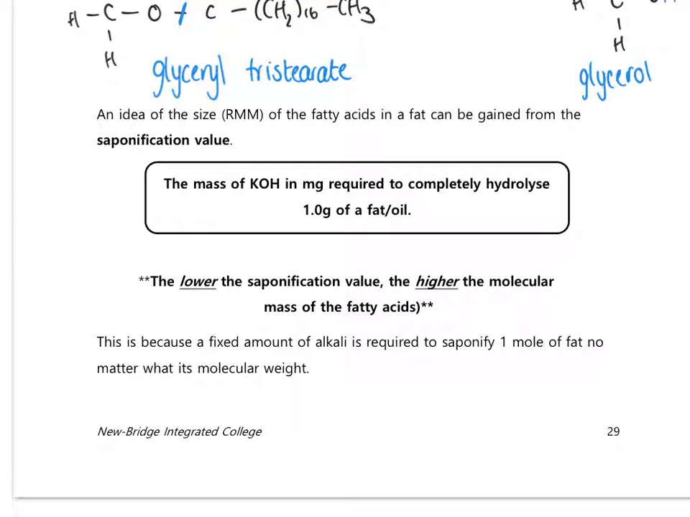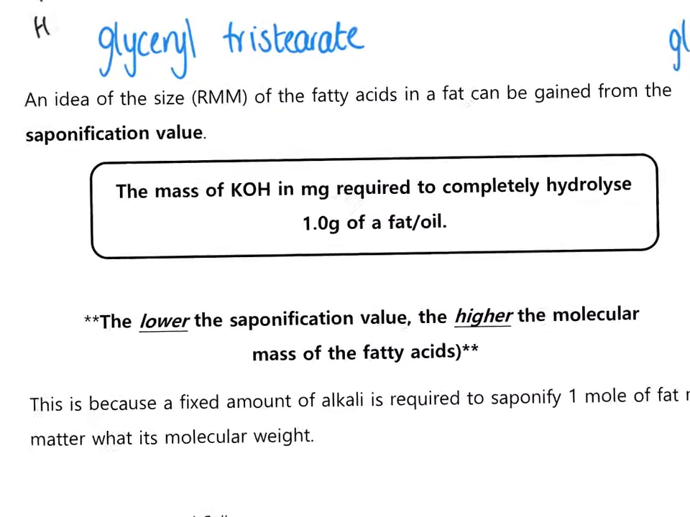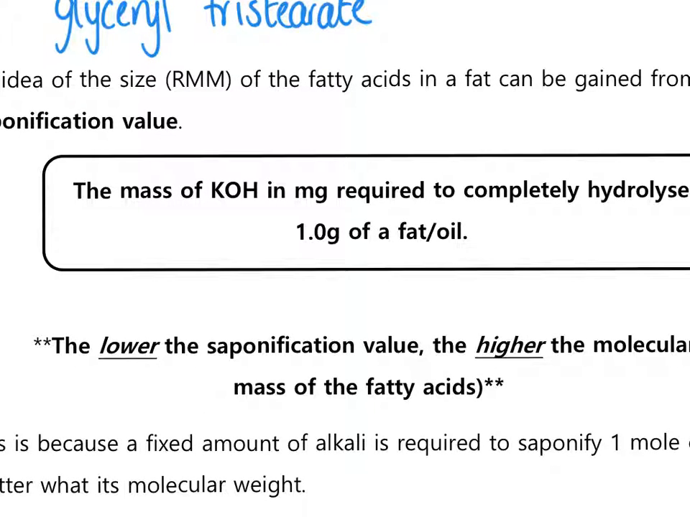Okay, so as I said earlier, saponification value gives us an idea of the RFM of the fatty acid chains, because the glycerol is always going to be constant, but it's the fatty acids that can change. So when our iodine value, in our definition, we said the mass of iodine in grams. For saponification value, what do we notice? It's in milligrams. It's the mass of potassium hydroxide in milligrams. When you do your calculations at the end, you need to convert it into milligrams. So you need to remember that.